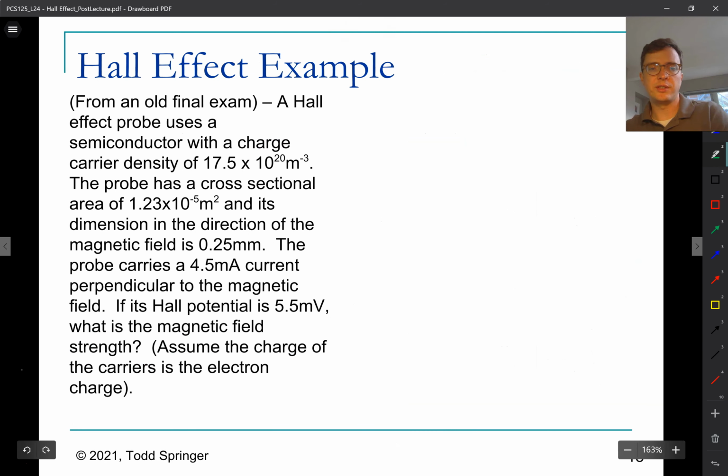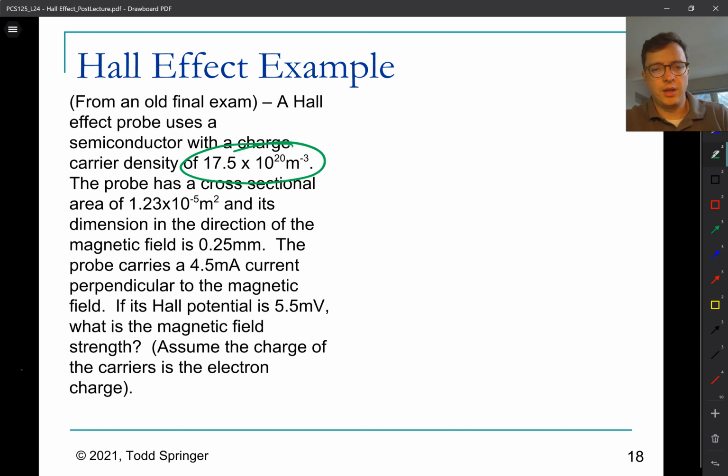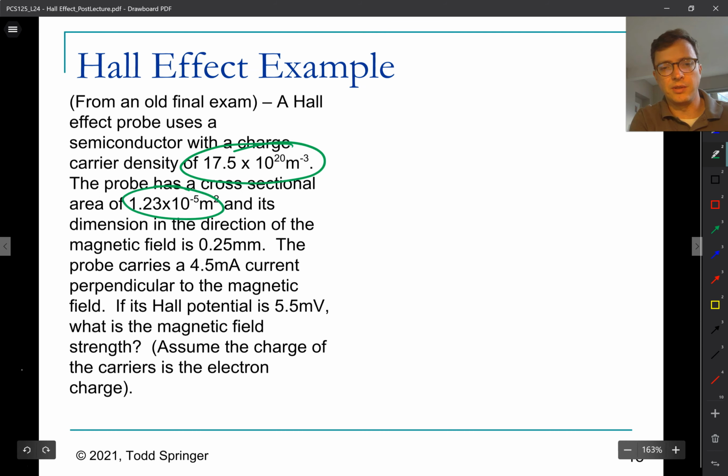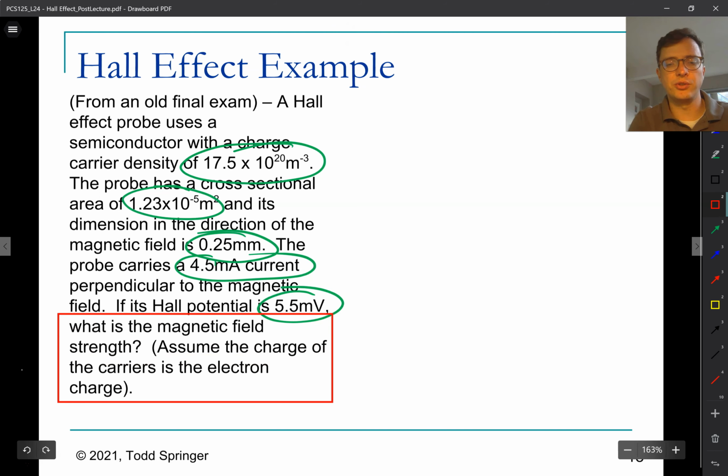To finish this lecture, I want to do an example, which is from an old final exam. A Hall effect probe uses a semiconductor with a charge carrier density of 1.75 times 10 to the 20 per cubic meter. And you're given the cross-sectional area of this probe. The dimension in the direction of the magnetic field is 0.25 millimeters, and you've got the current going through it. If its Hall potential is 5.5 millivolts, what is the magnetic field strength? And you're assuming that these are electrons carrying this current.